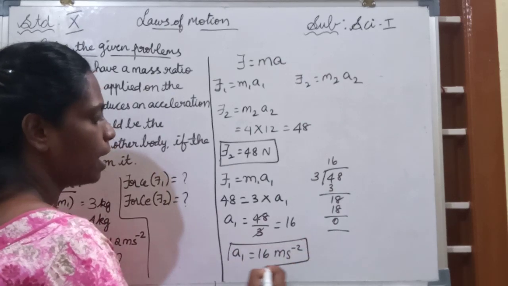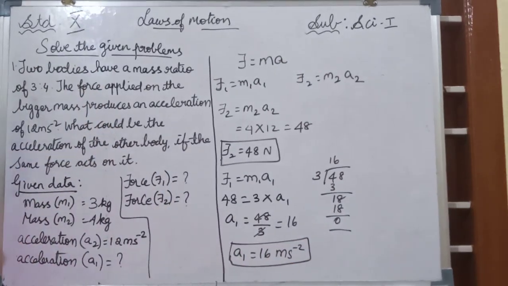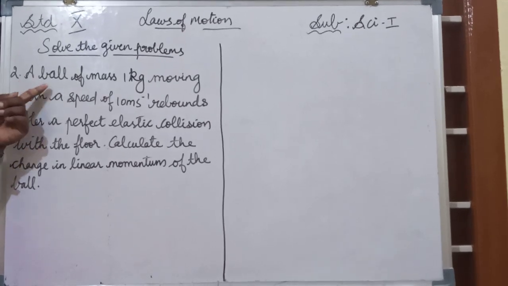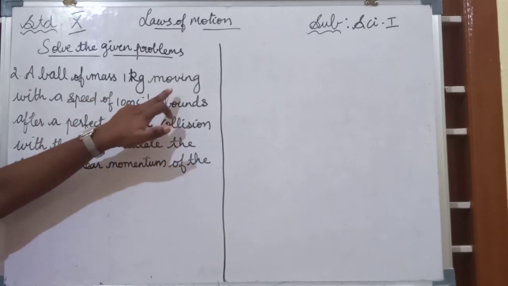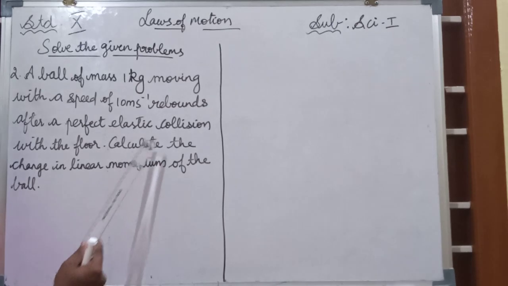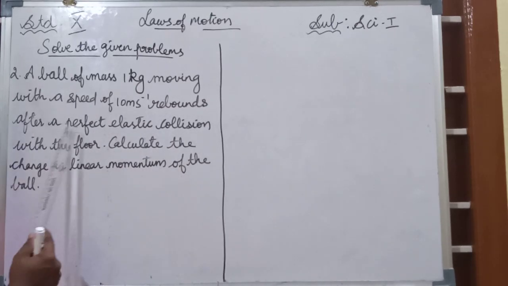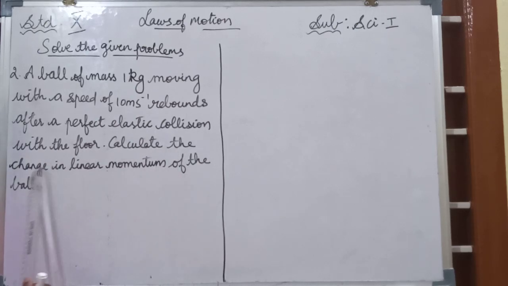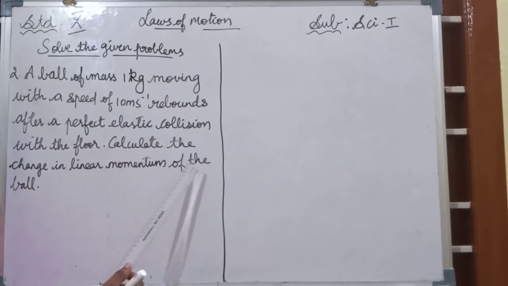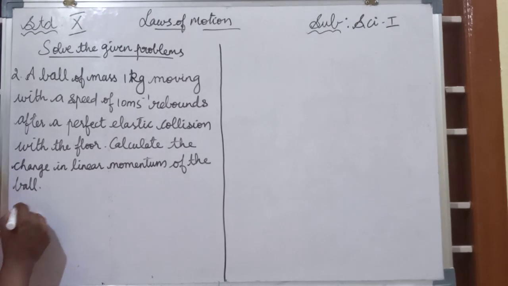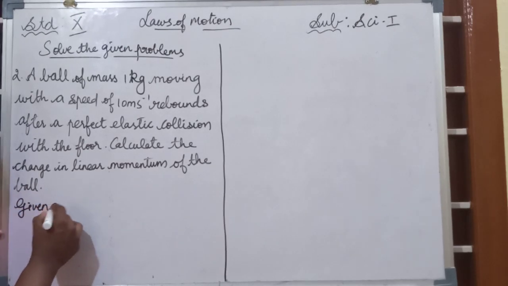Okay, so you all understood this problem, children? Now we'll move on to the second question. A ball of mass 1 kg moving with a speed of 10 ms^-1 rebounds after a perfectly elastic collision with the floor. Calculate the change in linear momentum of the ball. So here, what are the things they have given? We must write the given data, no? So, given data.